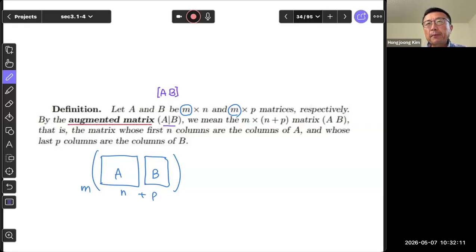So if A is an m by n matrix and B is an m by p matrix, both have m rows but a different number of columns, then what you do is write down the entries of A first, and then write down the entries of B just next to it, so that the number of columns is increased to n plus p. So you get an m by n plus p matrix by appending the entries of A and B. That's the augmented matrix.